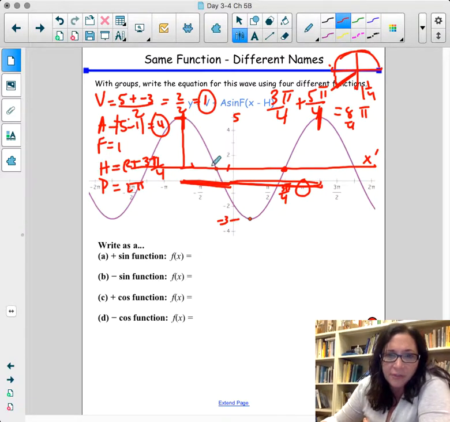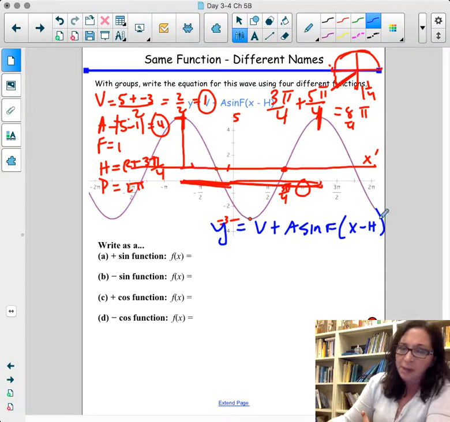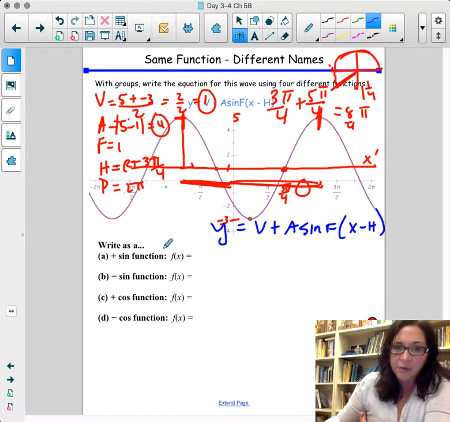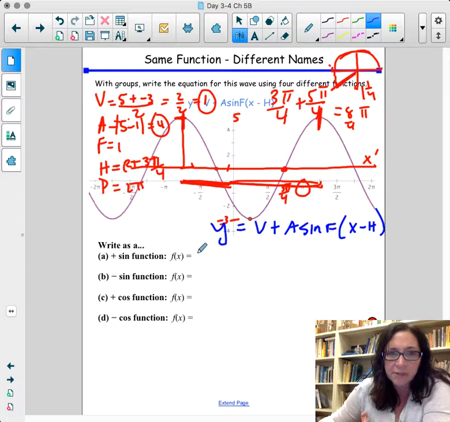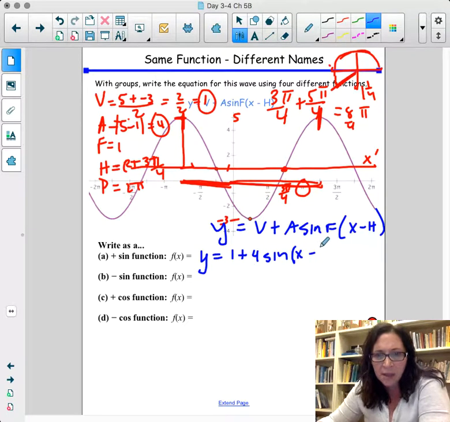So a positive sine wave is going to put your whole graph together. Remember, it's y is equal to v plus a, sine or cosine, f times the quantity x minus the horizontal shift. And remember, some people call this a phase shift. Okay, so vertical shift is 1. So we're going to go y equals 1 plus my amplitude is 4, sine, frequency is 1. Did I shift it? Yep, we're shifting it to the right, x minus 3 pi over 4.